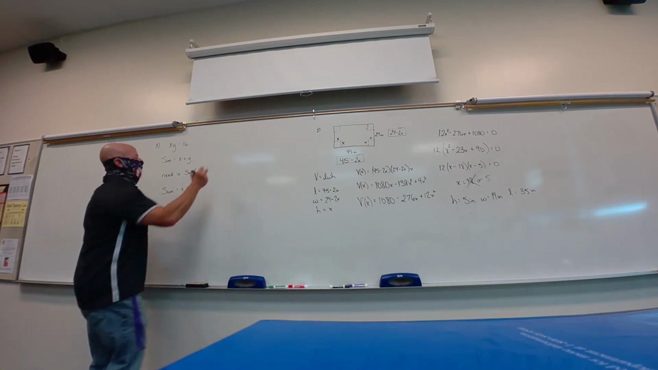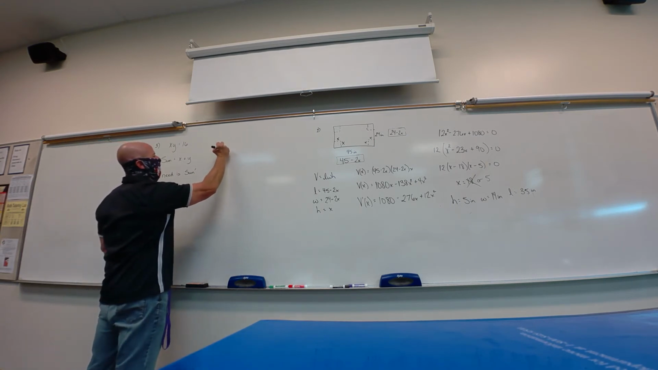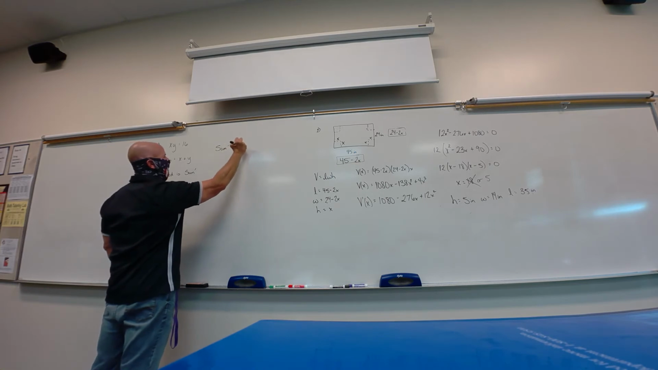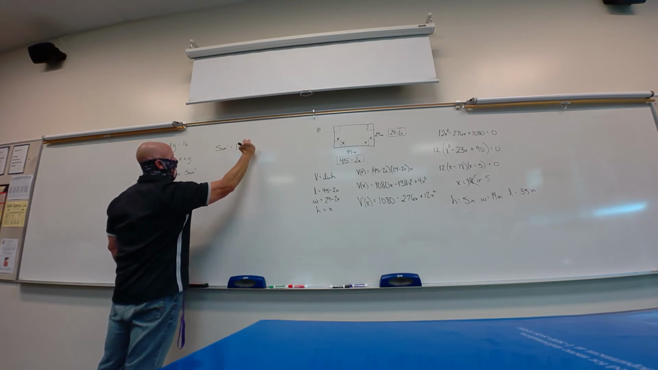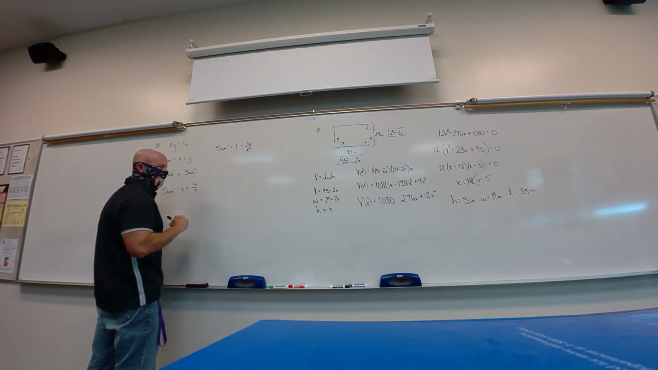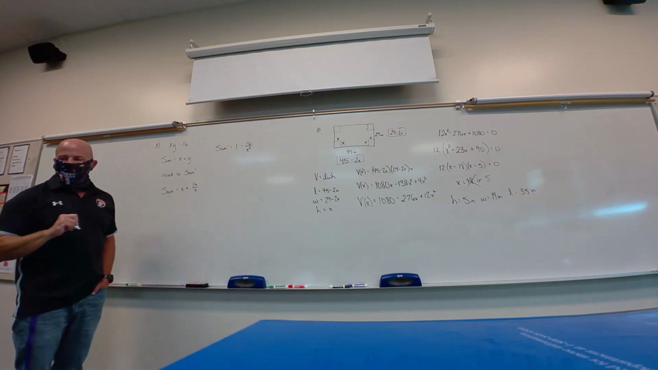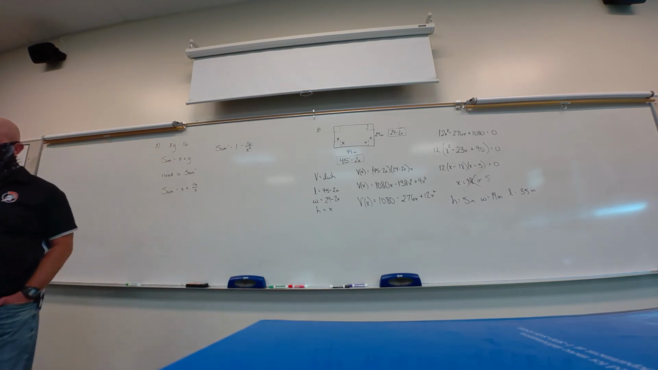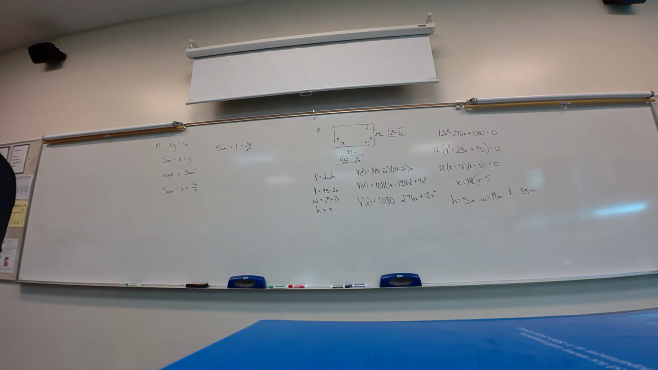So here comes my sum prime. 1 minus 16 over x squared. That would be that sum prime. Are you okay with that? Yeah.